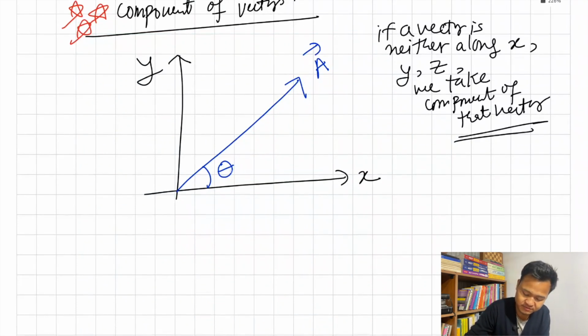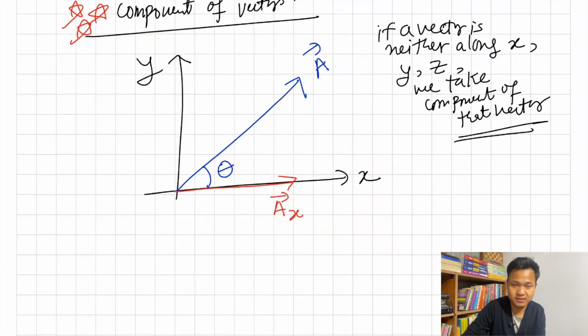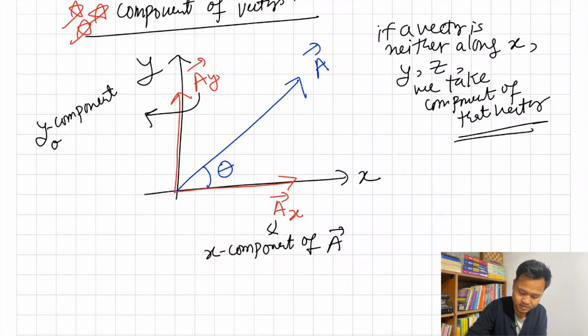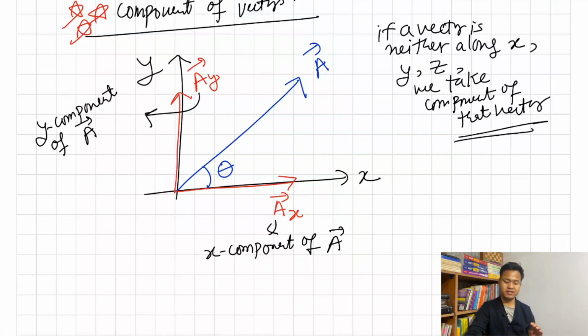So I am going to split this vector a along x and y. Along x, let's say this is ax, the x component of vector a. And along the y, I have ay, which is the y component of a bar. So I have split the vector a into an x component and a y component.